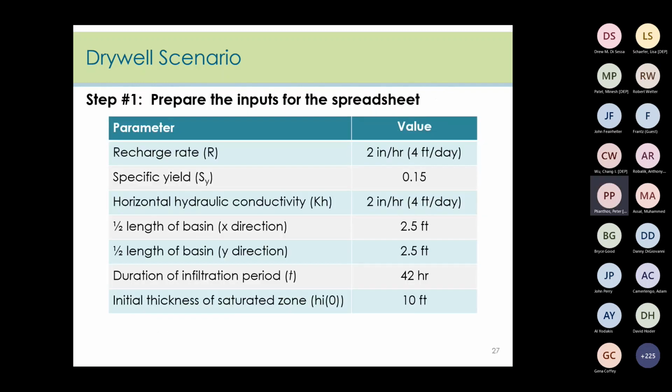Using the same type of chart, here are the values for our input parameters. 1/2 of the slowest tested saturated soil hydraulic conductivity rate is used for the recharge rate in the spreadsheet. The specific yield is the default value, 0.15. The horizontal hydraulic conductivity is the same as the recharge rate since the site is located outside of the coastal plain. The duration of infiltration period is 42 hours. And the initial thickness of the saturated zone uses the default value of 10 feet.